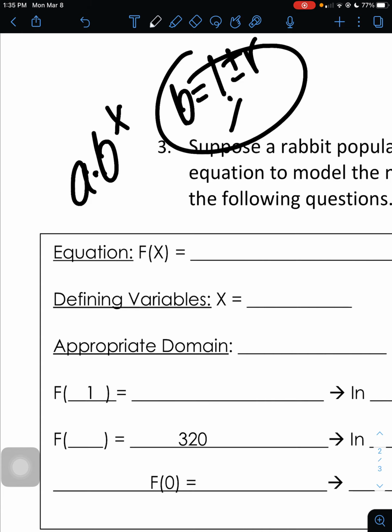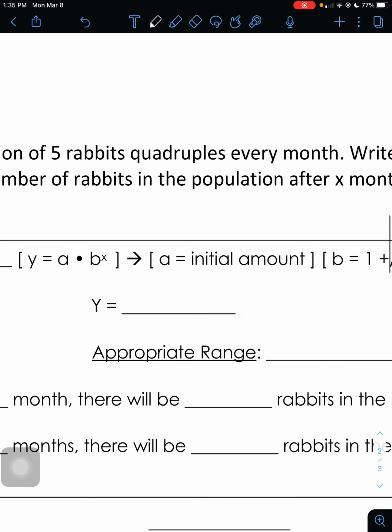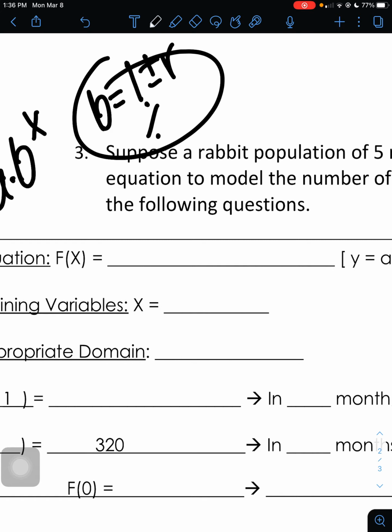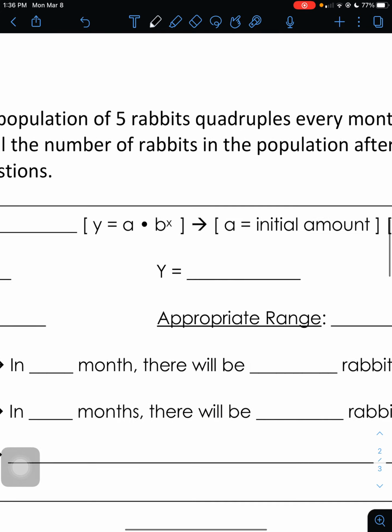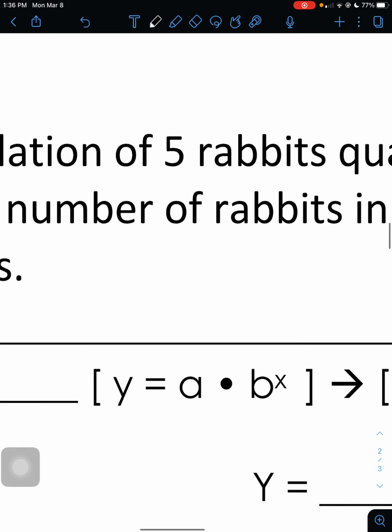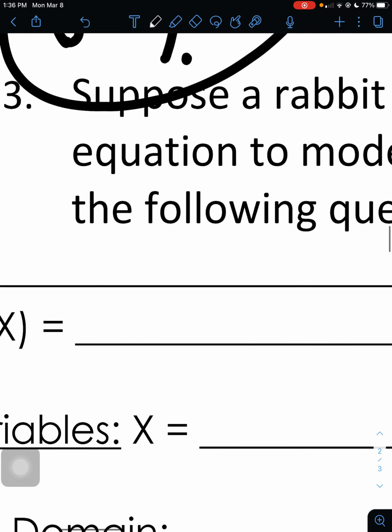Whenever I see a percent, I should kind of think, is this the formula that I should use? So just kind of keep that in mind. But since I don't see any percents here, I'm going to go ahead and use that A times B to the x. So what I'm going to do first is I'm going to figure out what my A value is. And over here I see that A is equal to the initial amount. So I want to figure out how many rabbits did we have in the very beginning. But we know how many. It says a rabbit population of 5 rabbits. So that's how many we started with.